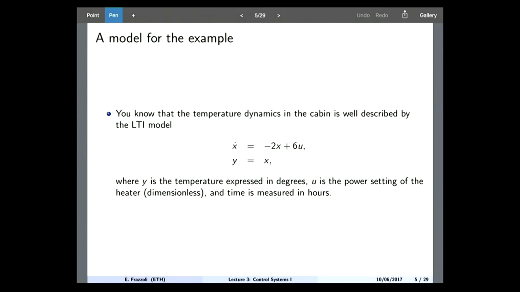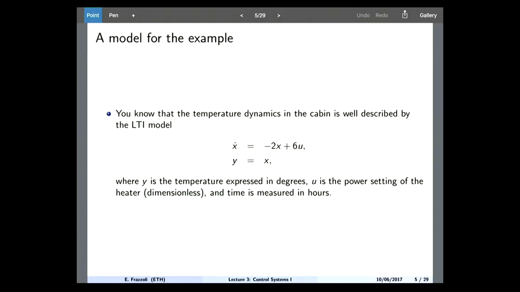Okay, so in order to do some math, we need some model, and what I'm telling you is that we assume that we know that a good model for the temperature dynamics inside this cabin is this one that they give in these equations, okay? Remember that we write the model of a linear time invariant system as x dot is equal to Ax plus Bu, and y is equal to Cx plus Du. In this case, A is just the scalar -2, B is the scalar 6, C is the scalar 1, right? And D is the scalar 0, okay?